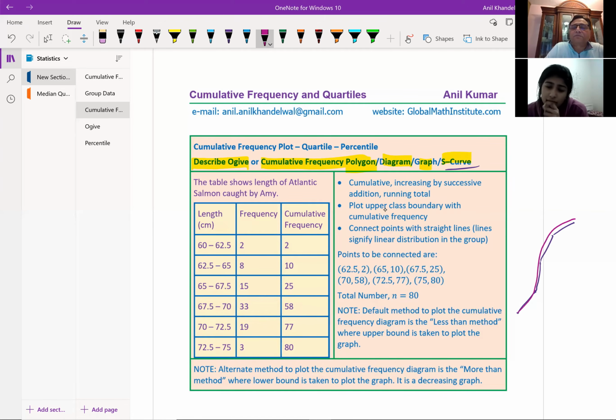Let's understand the reason why it is not a curved line. It is a straight line between the two intervals, because when I say there are two elements between 60 and 62.5, where are those two elements? They are in between them, correct? We are saying there are 15 elements between 65 and 67.5. We don't know what their actual values are, right?